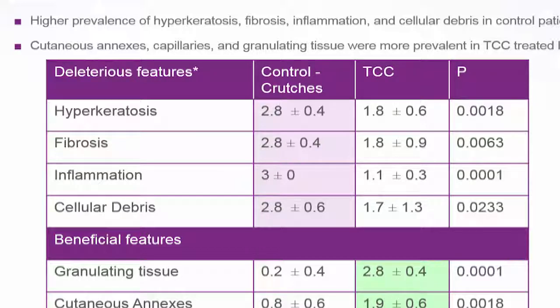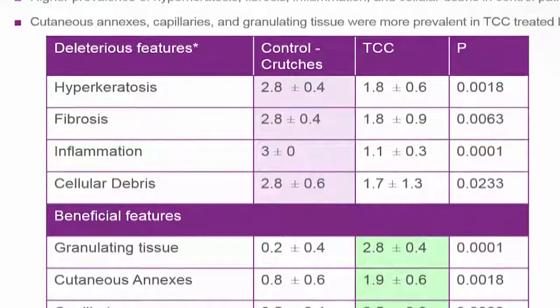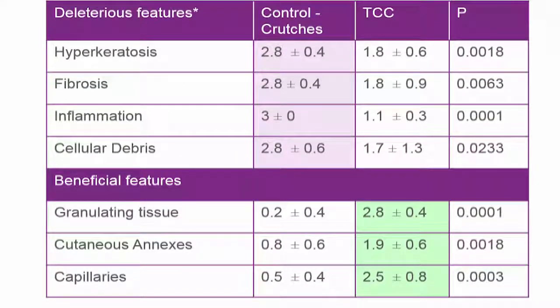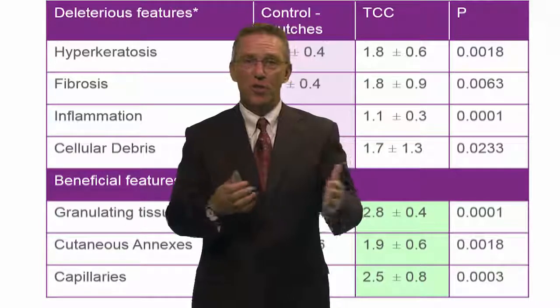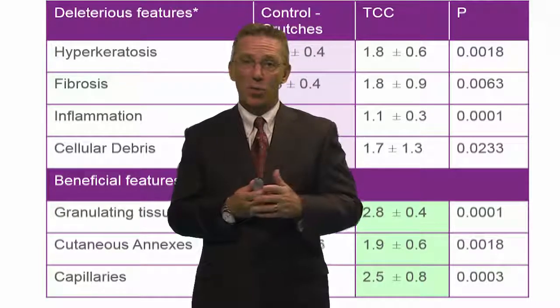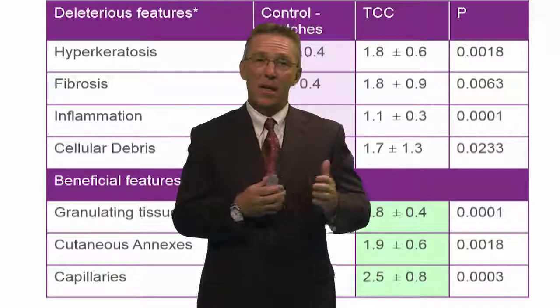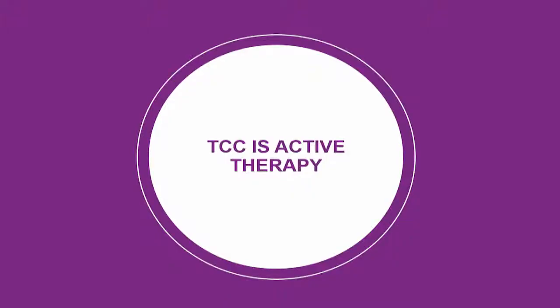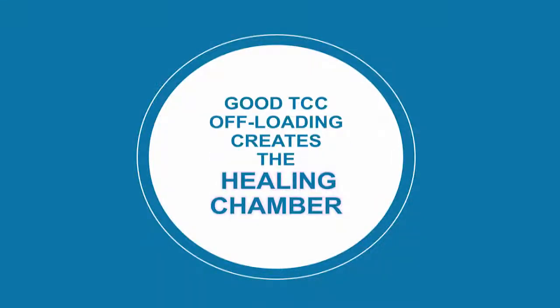If you look at the beneficial features, things that we associate with wound healing, healthy granular tissue, the leading edge of epithelial tissue migrating from the periphery, new capillary formation. You see this was very minimal in the control group with crutches, but was substantial in the total contact cast group. What this really shows is that the patients in the control group were stuck in the chronic wound phases and they were not moving forward through normal healing processes. So the TCC is active therapy. The TCC creates a healing chamber inside the cast.